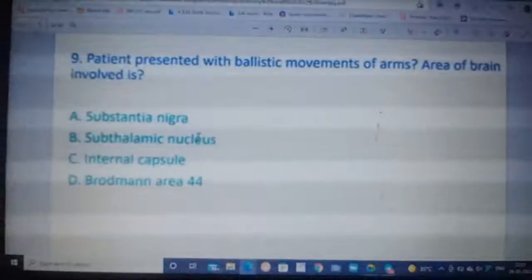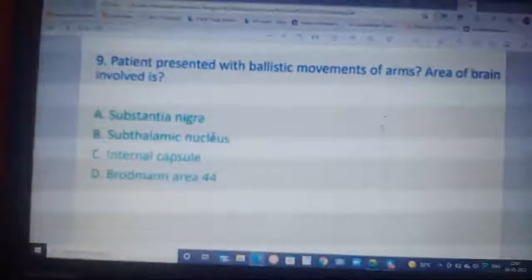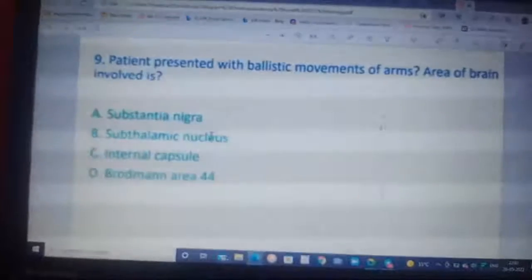Okay, so the patient presented with ballistic movements of the arms. Which area of the brain is involved? Usually the ballistic movements of the arms are seen through the subthalamic nucleus. The internal substantia nigra causes tremors of the hands. And the internal capsule, which is in Broca's area 44, does not cause ballistic movements. So the answer here will be subthalamic nucleus.